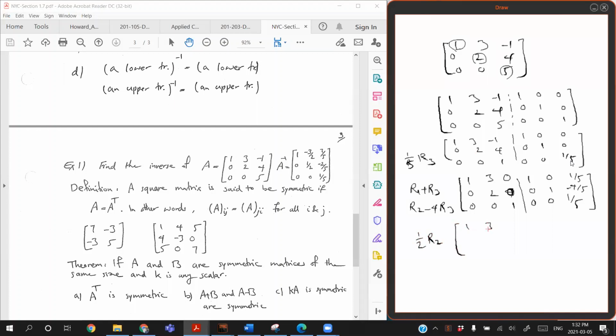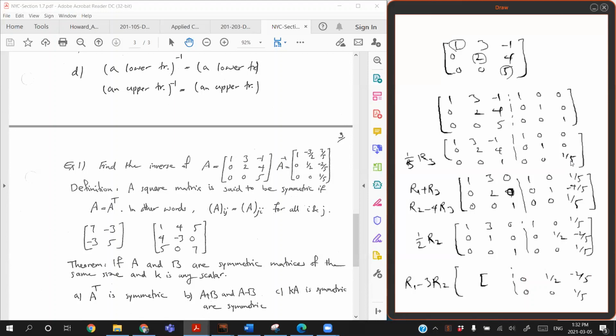That will give me 1, 3, 0, 1, 0, 1/5, 0, 1, 0, 0, 1/2. And here, if I divide this by 2, I get -2/5. 0, 0, 1, 0, 0, 1/5. And then my last step would be to do row 1 minus 3 row 2. That will give me identity here. And here I get 0, 0, 1/5, 0, 1/2, -2/5.